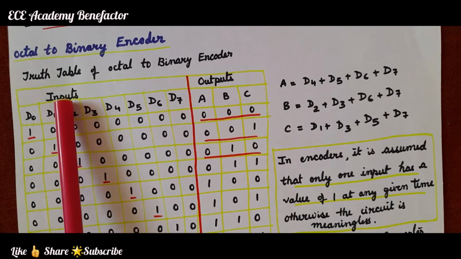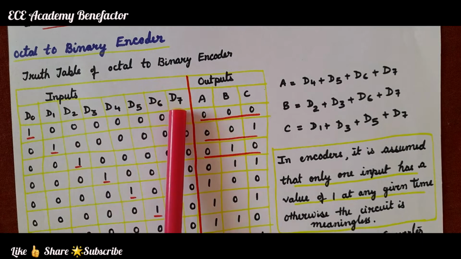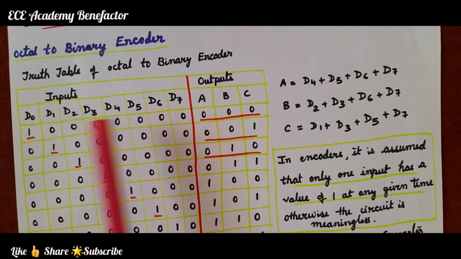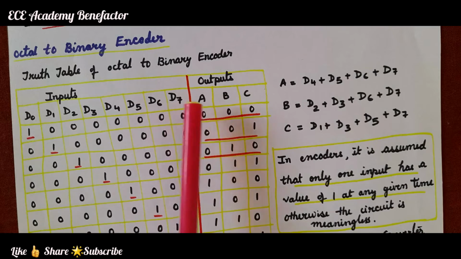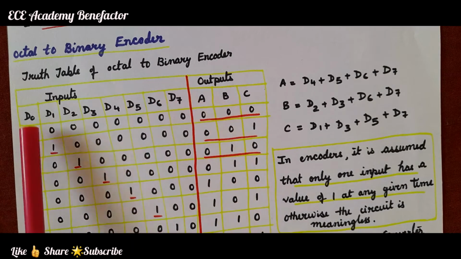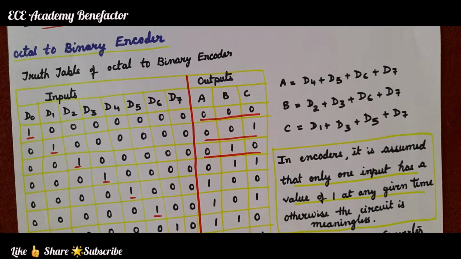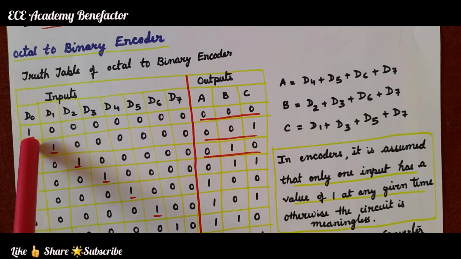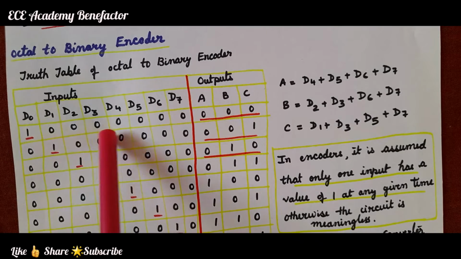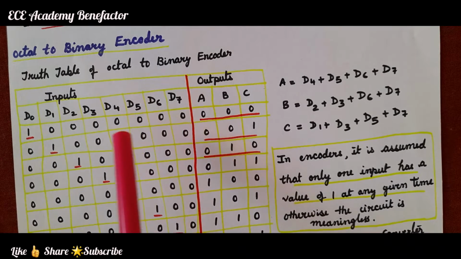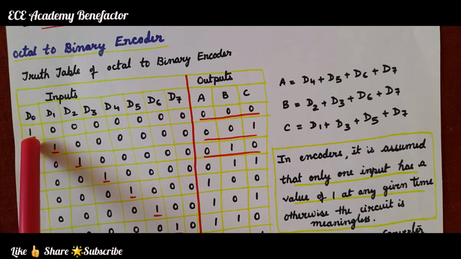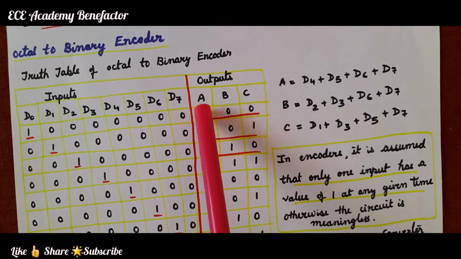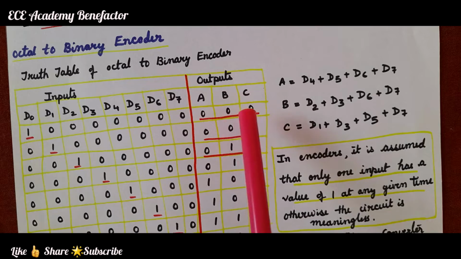Octal, input is octal. Octal means D0 to D7 bits. To binary, it is octal to binary. So, each octal number is having 3 binary bits. So, output is 3 bits A, B, C. So, here written D0 as 1 and all other inputs are 0. So, when D0 is 1, what is the binary? D0 is 1 means the binary will be 000.